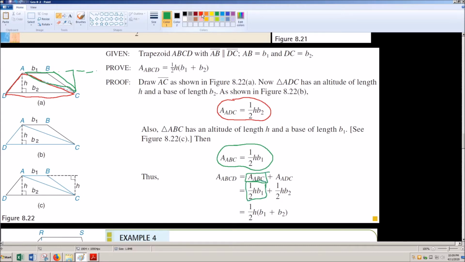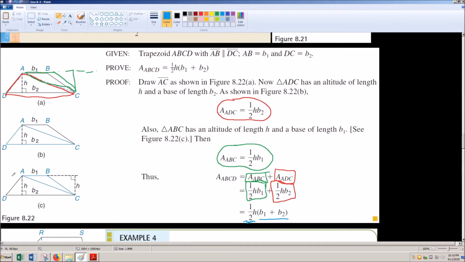There we go. So now if I add these two things up and factor out the 1/2 and the H, which is common to both of them. So again, I have a 1/2 here and an H. I have a 1/2 and H here. So by factoring that out, it's just going to be 1/2 times base 1 plus base 2. So there's our proof for our trapezoid's area. Again, just splitting it into two triangles.